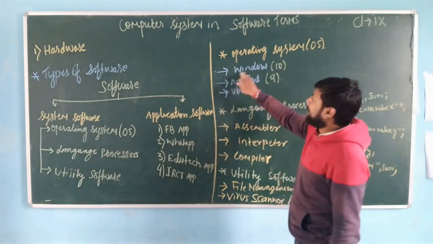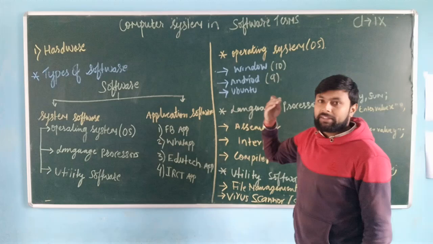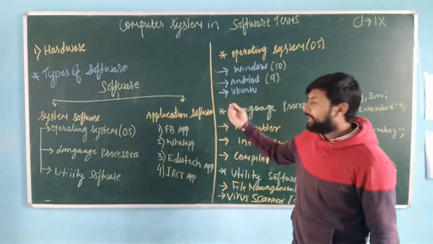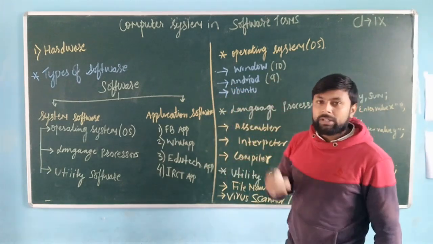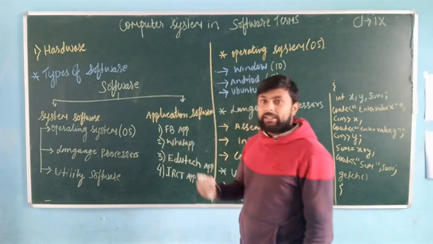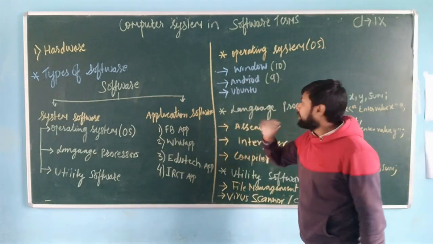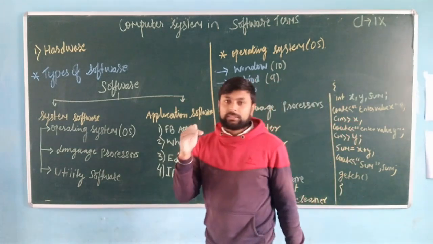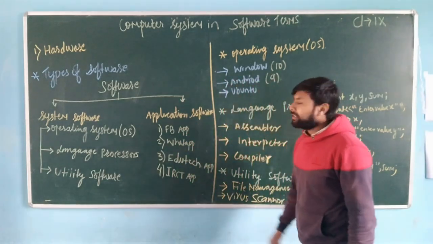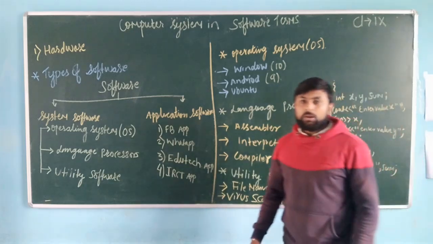When we are using a laptop, we have Windows 10, Windows 7. These are operating systems. When we are using a mobile phone nowadays, this is the Android operating system. Now Ubuntu is for Linux. Those who are using Linux, Ubuntu is also an operating system.